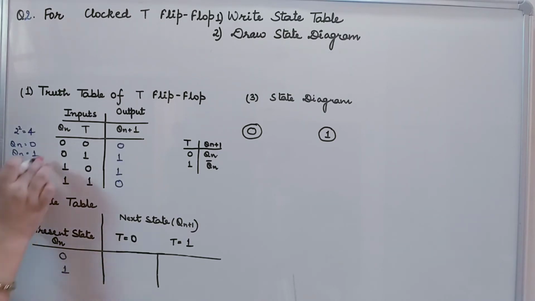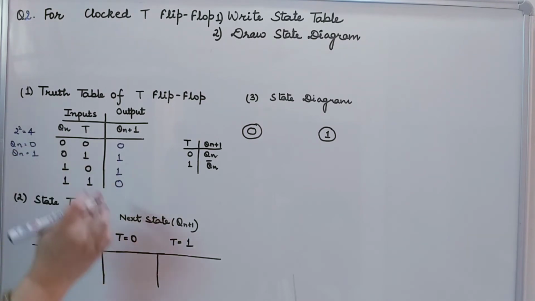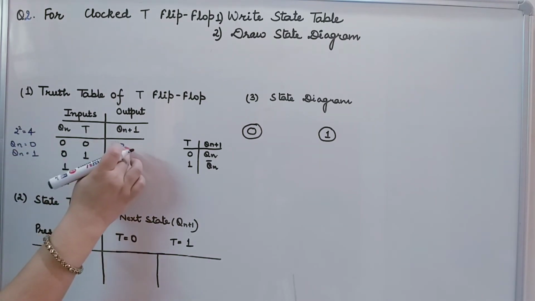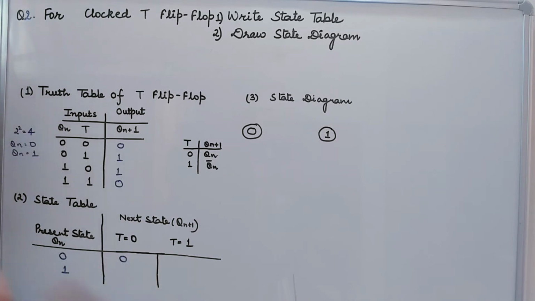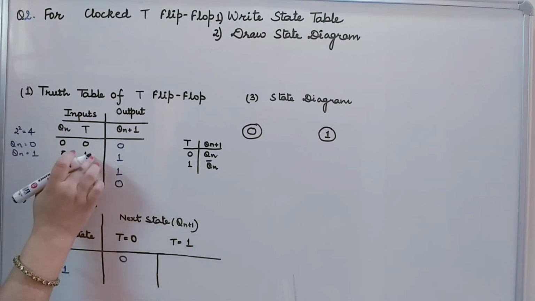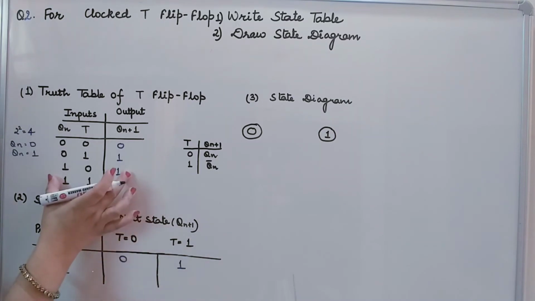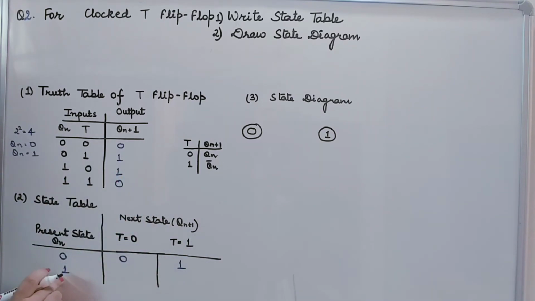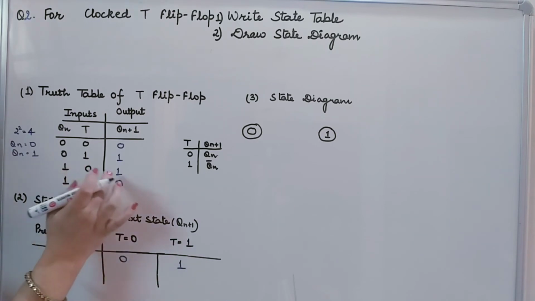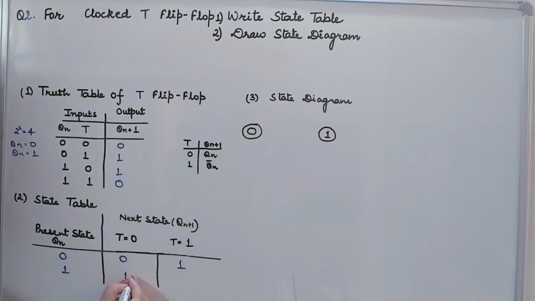Now let us start. Present state 0, T equal to 0. What is the next state? 0. I am writing down 0. Then present state 0, T equal to 1. What is the next state? 1. I am writing down just from the truth table. You can see present state 1, T equal to 0. What is the next state? 1. Present state 1, T is equal to 1. What is the next state? 0. A very simple table drawn from the truth table only.